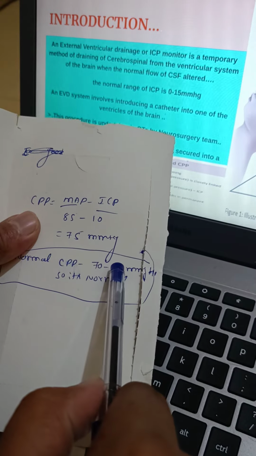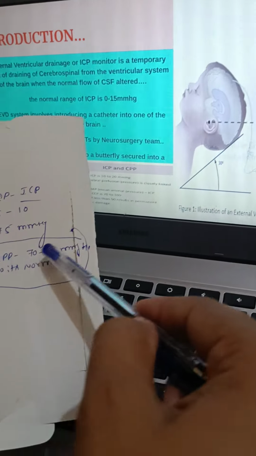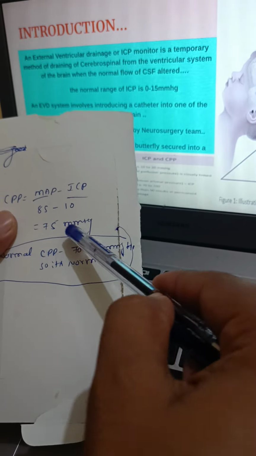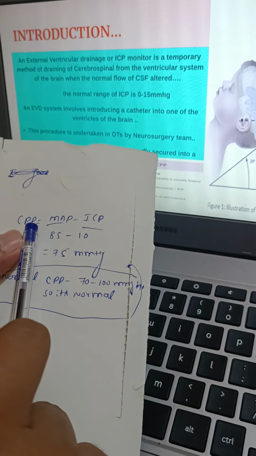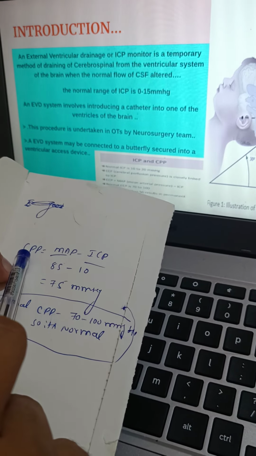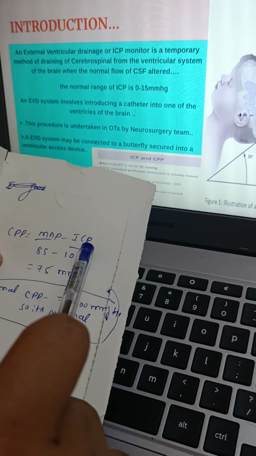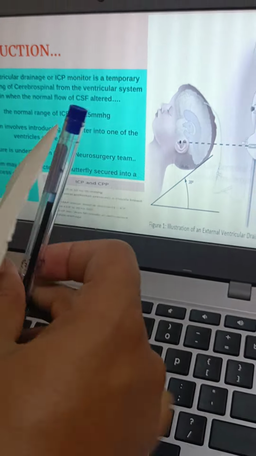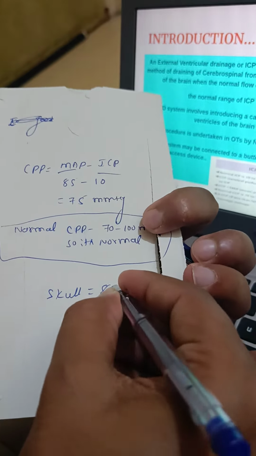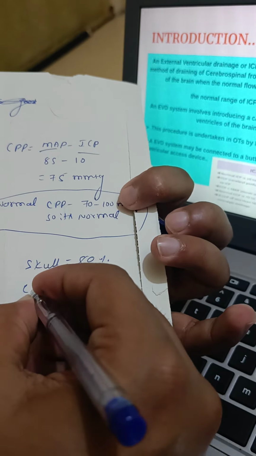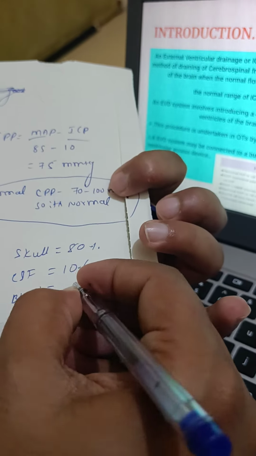If it goes above 100, it will again cause hemorrhage. That's why we need to keep this pressure between 70 and 100 in order to maintain the homeostasis of the cerebrum. CPP, cerebral perfusion pressure, is equal to MAP minus ICP. MAP means mean arterial pressure, and ICP, as I said before, comes around 80% from the skull, around 10% from CSF, and around 10% from blood.